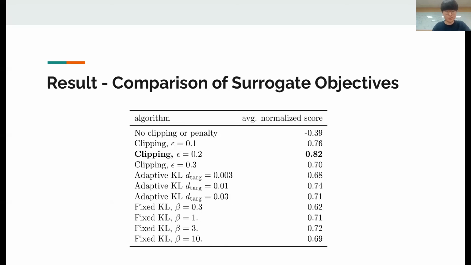The results are here, and they show the clipping method outperforms the other methods. And we can find out the best hyperparameter for clipping is 0.2. The adaptive KL penalty comes second, but is still better than the original fixed KL penalty methods.